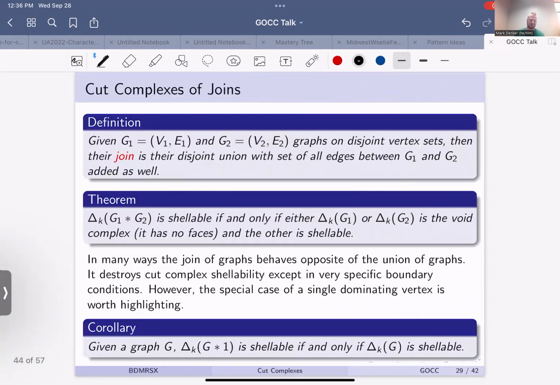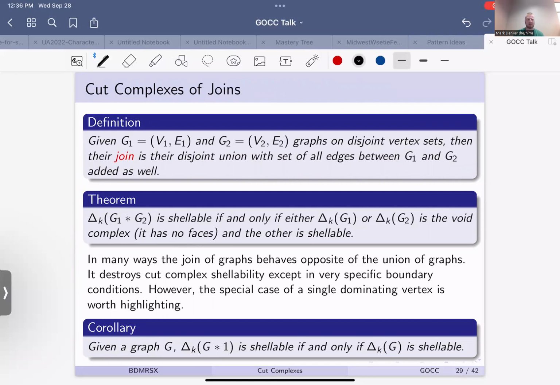Join does the exact opposite. Join will break shellability, basically, if at all possible. So here, if you take the join of 2 graphs, then the complex will not be shellable if both of those actually had a non-void cut complex to begin with.